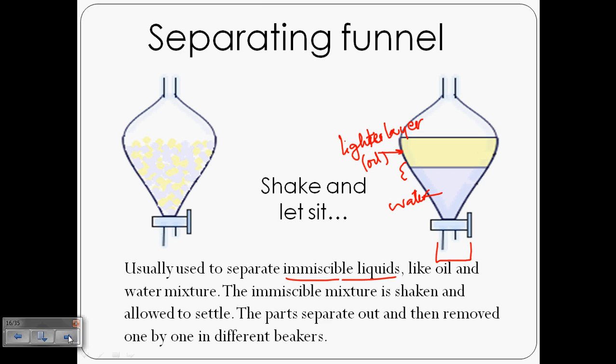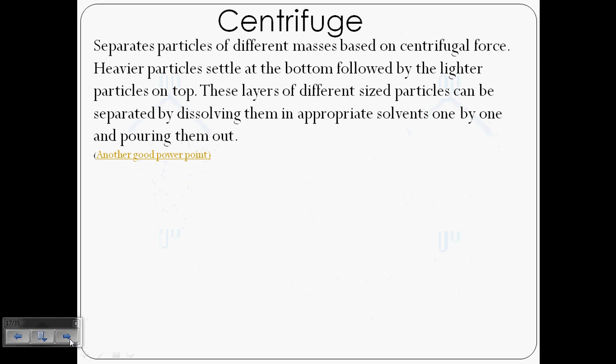The next method of separation is called centrifugation. Centrifugation separates particles of different mass, because it is based upon centrifugal force. Centrifugal force is a force when something is moving in a circle, it pushes it to the side. So if a particle has larger mass, there is greater centrifugal force and it settles at the bottom. The heaviest particles after centrifugation will settle at the bottom and the lighter particles will settle on the top.